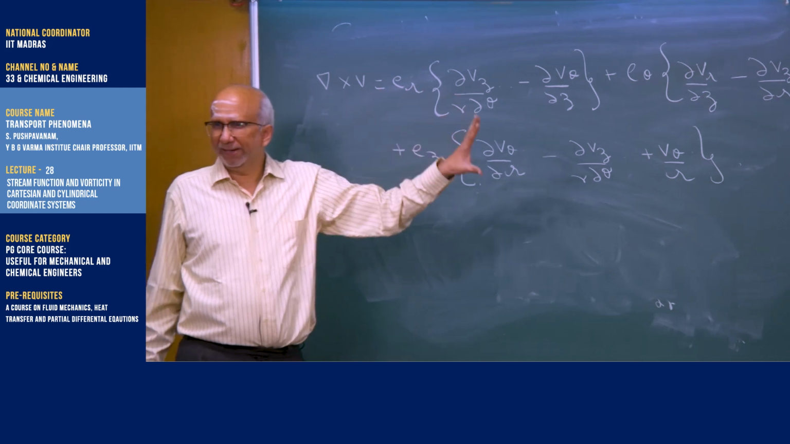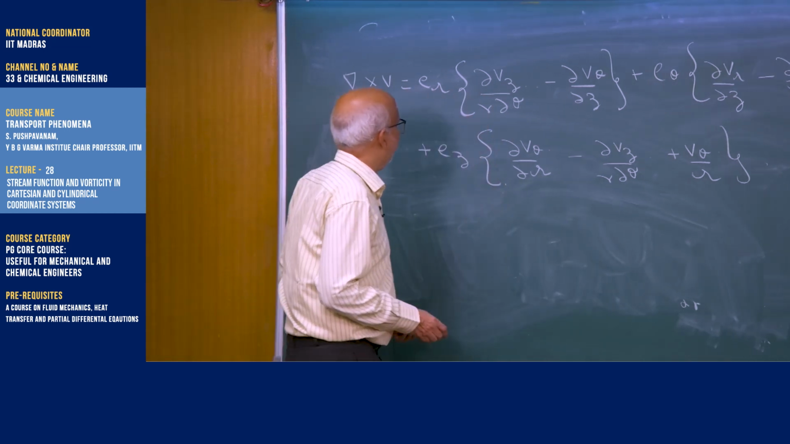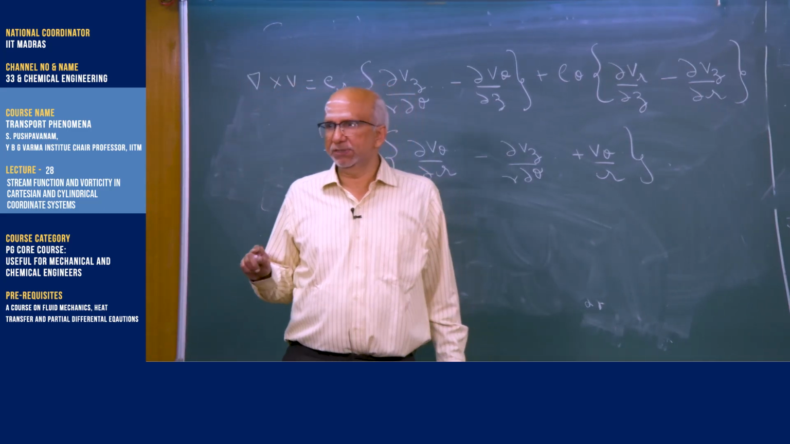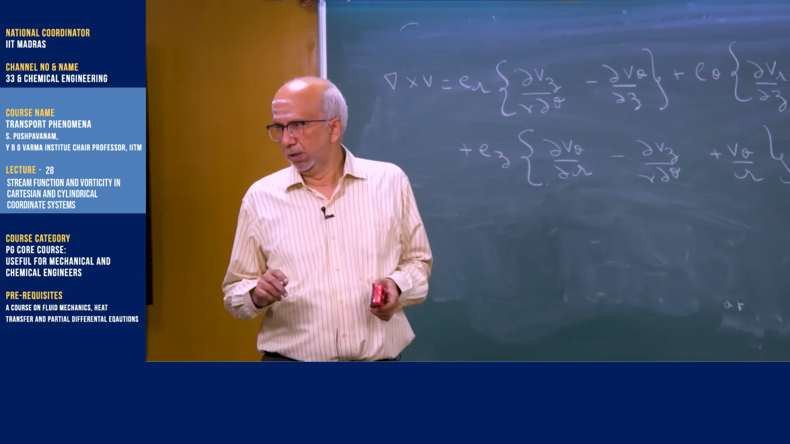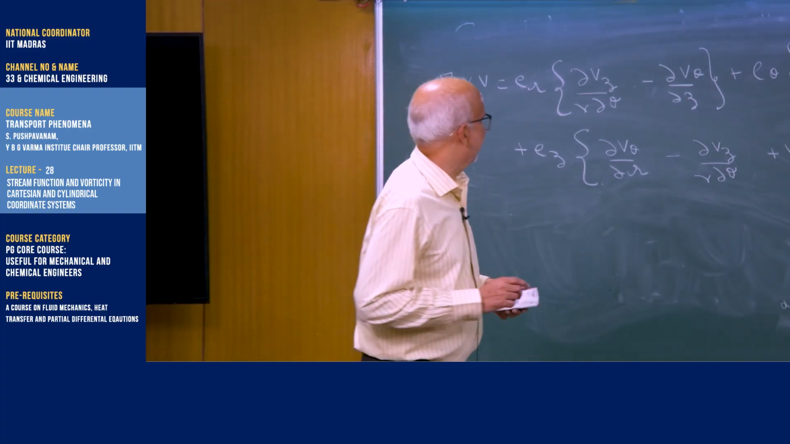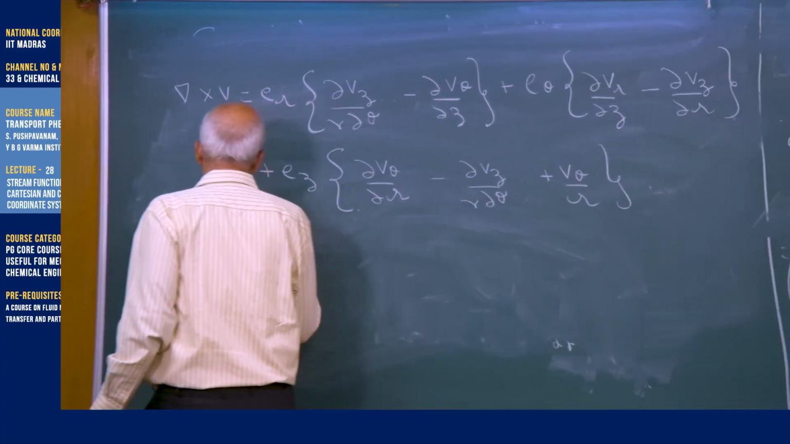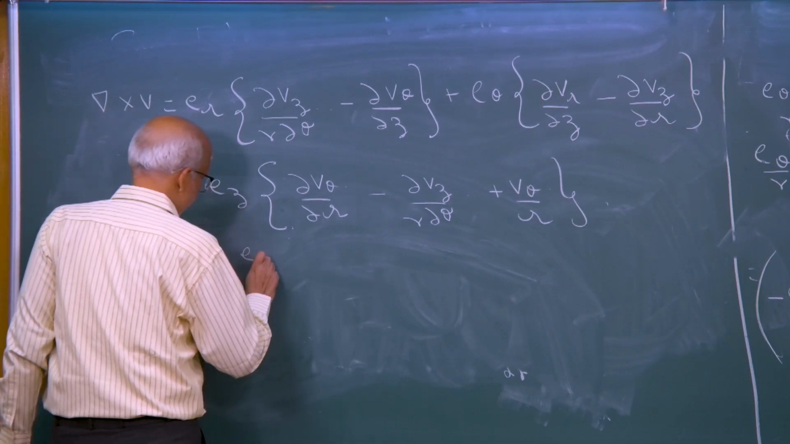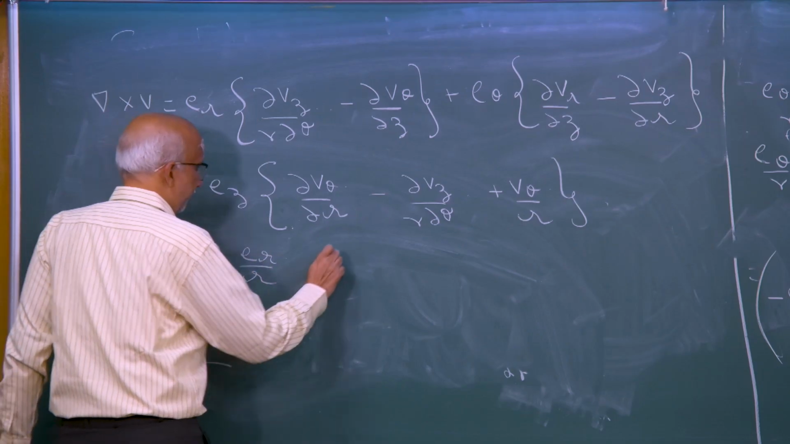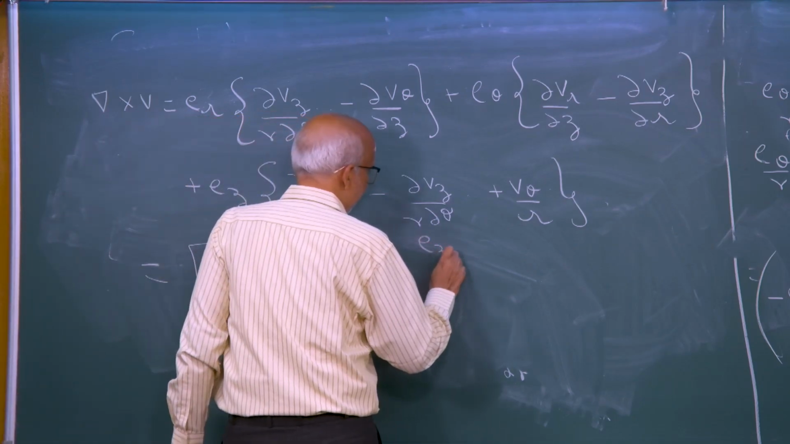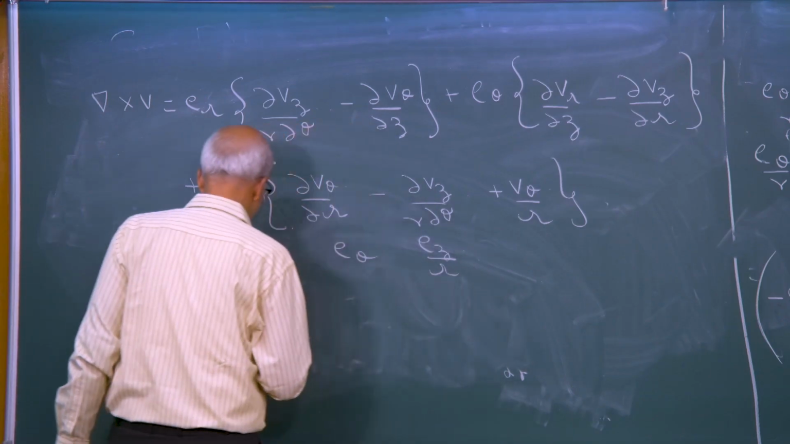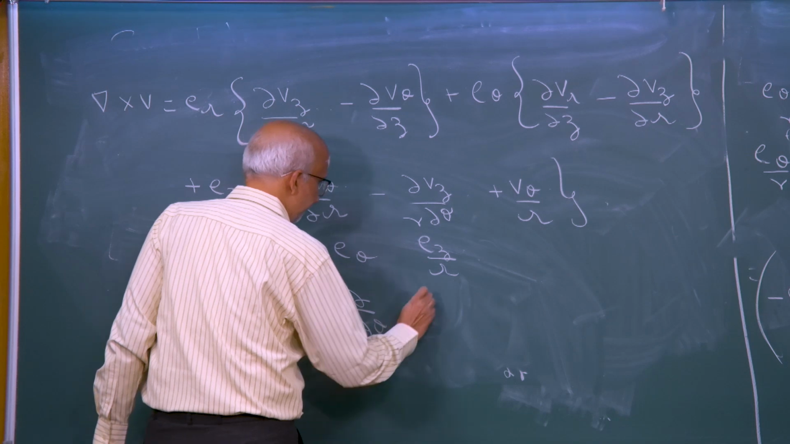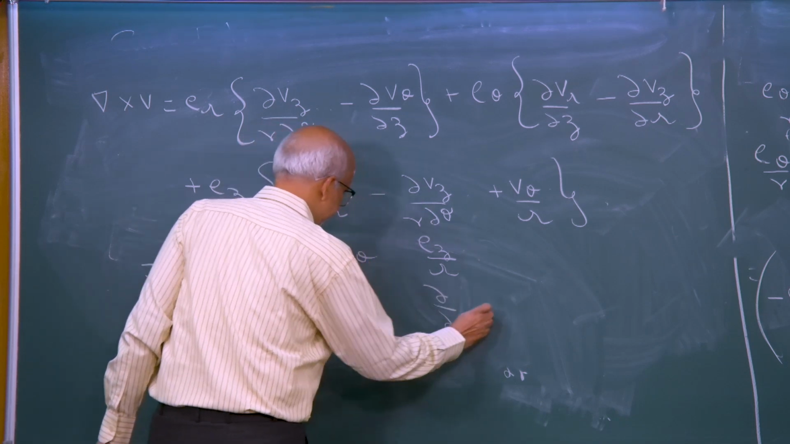I have just rearranged all the terms. The point I am trying to make here is, I did all of this. I'm saying this is curl of V, and I'm going to say that this can be represented in matrix form as: er by r, e theta, ez by r, d by dr, d by d theta, d by dz.